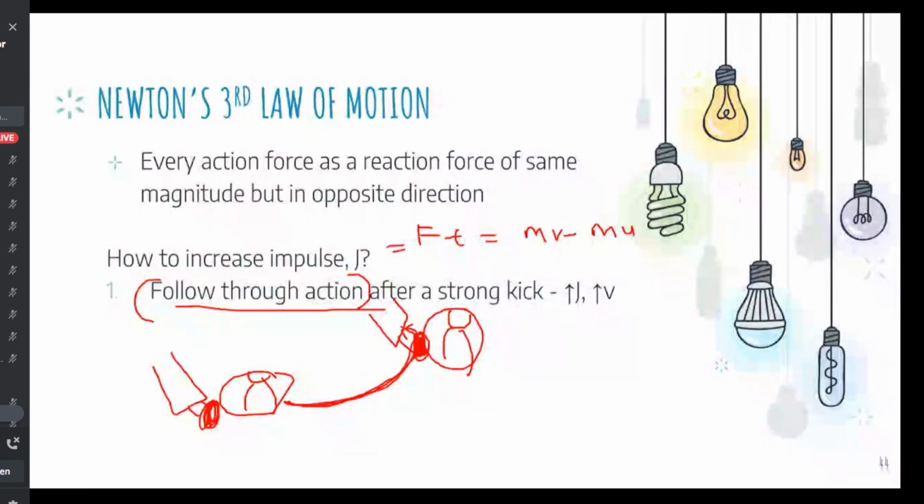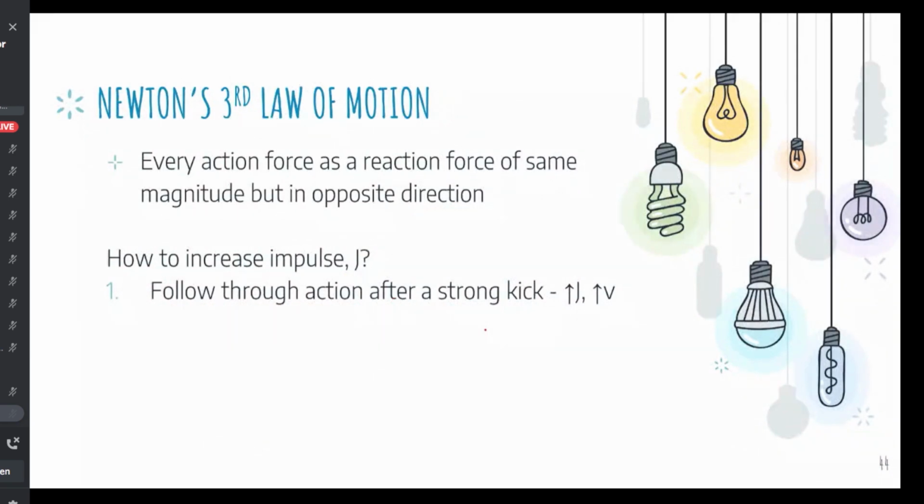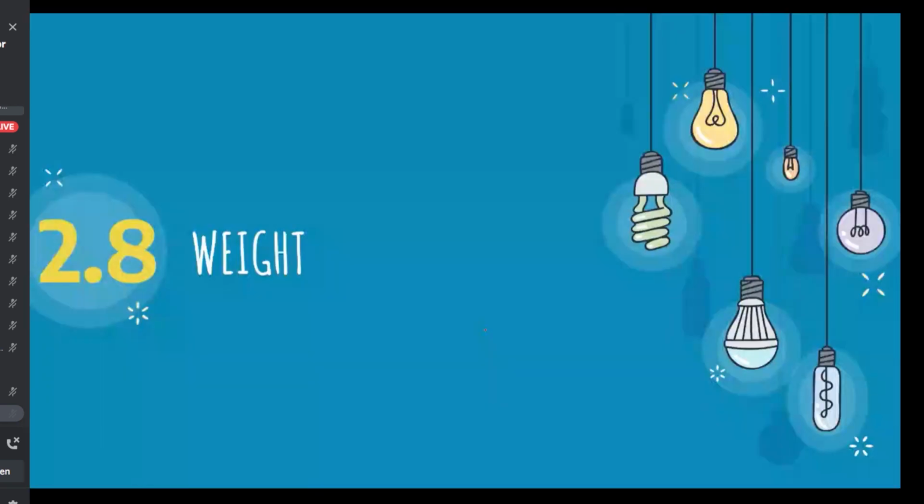A follow-through action will actually increase your impulse overall. When it increases, your final velocity will also increase. So when your final velocity increases, your ball can travel faster and further. Something like this. If no questions, then I proceed to the next one.